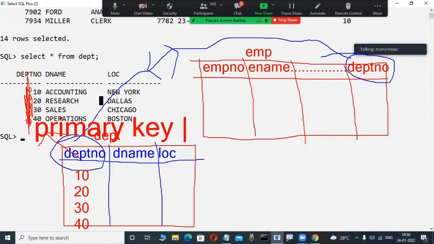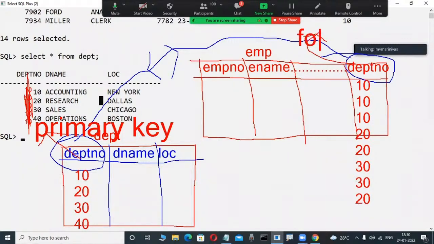Observe here. But in the EMP table, department number is not like that. Duplicate data is there: 10, again 10, again 10, again 20, again 20, again 30, again 30, and so on. That's why, whenever duplicate data is there in a common column, this column is called a foreign key. We will define foreign keys, don't worry. Foreign keys, primary keys, check, unique, these types are called constraints, and we are learning them in our course. Foreign key, observe here, foreign key.